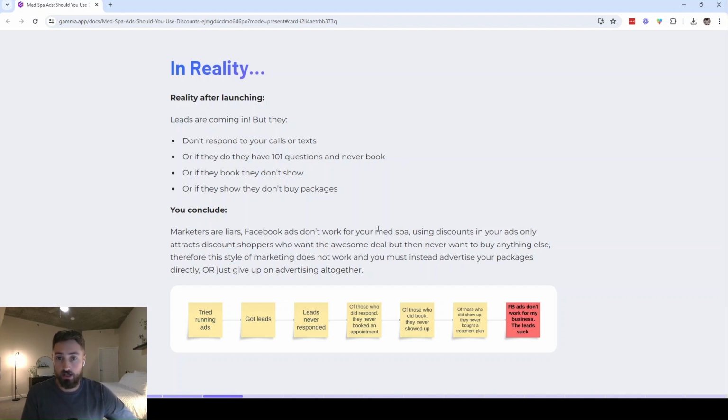And so you conclude that all marketers are liars. Facebook ads don't work for your med spa. Using discounts in your ads only attracts discount shoppers who want the awesome front end deal, but then never want to buy anything else. Therefore, this style of marketing does not work for you, and you must instead advertise your packages directly, or just give up on advertising altogether, right?